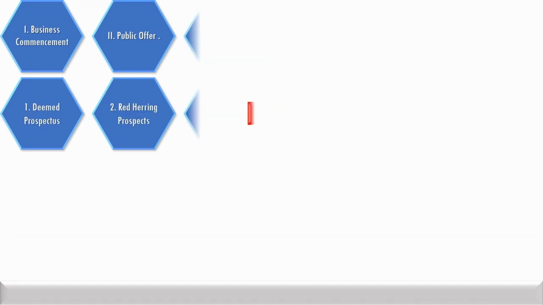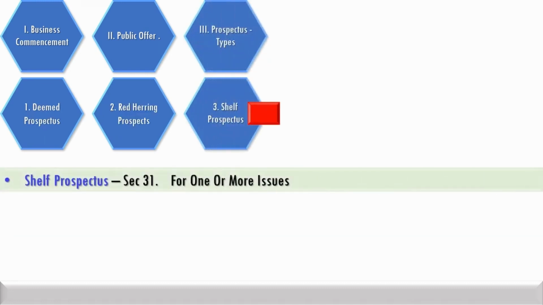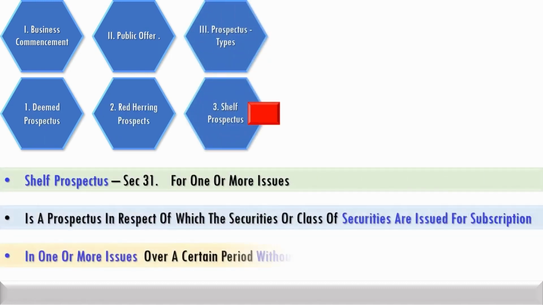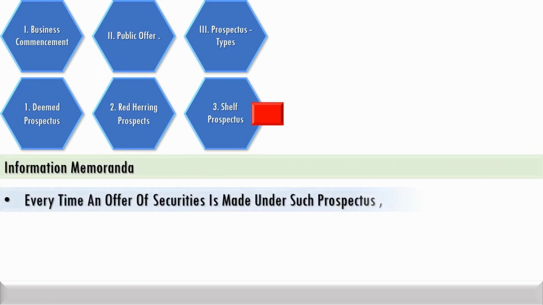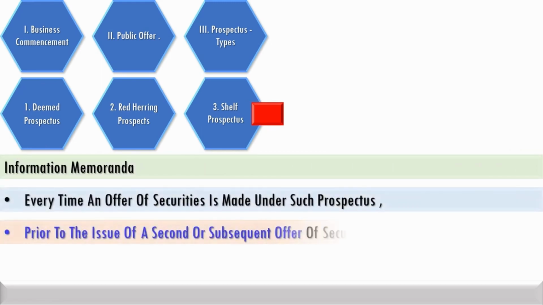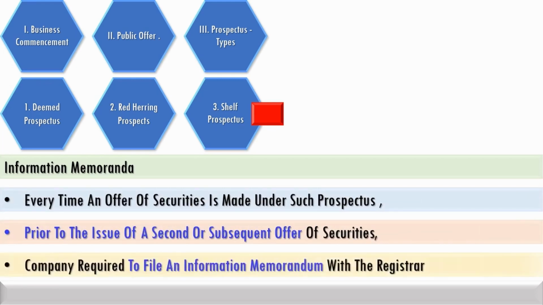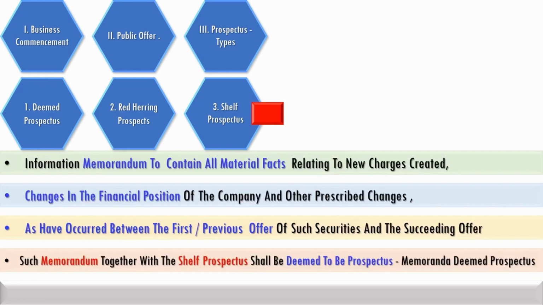The speciality of shelf prospectus is that it can be used multiple times on one or more issues over a specific period, and this avoids the requirement for issue of a further prospectus when it comes to one or more issues. The additional requirement in respect of shelf prospectus is that every time an offer of securities is made under a shelf prospectus, the company is required to file an information memorandum with the registrar, covering the developments which have occurred between the previous offer and the succeeding offer. Memorandum plus shelf prospectus becomes equivalent to a regular prospectus.